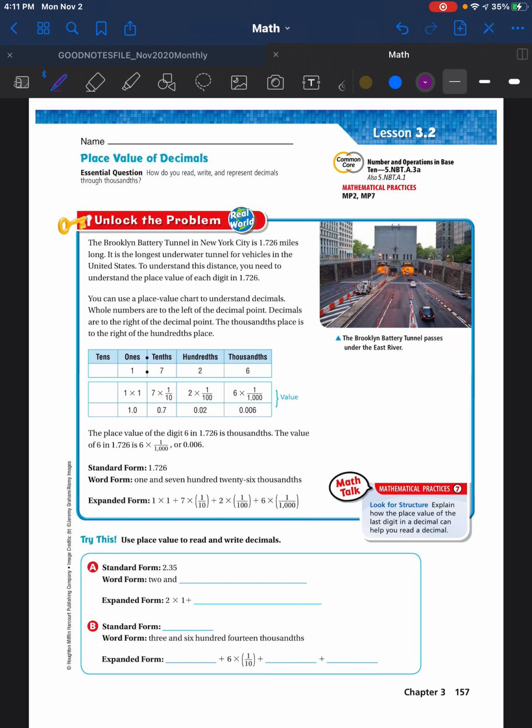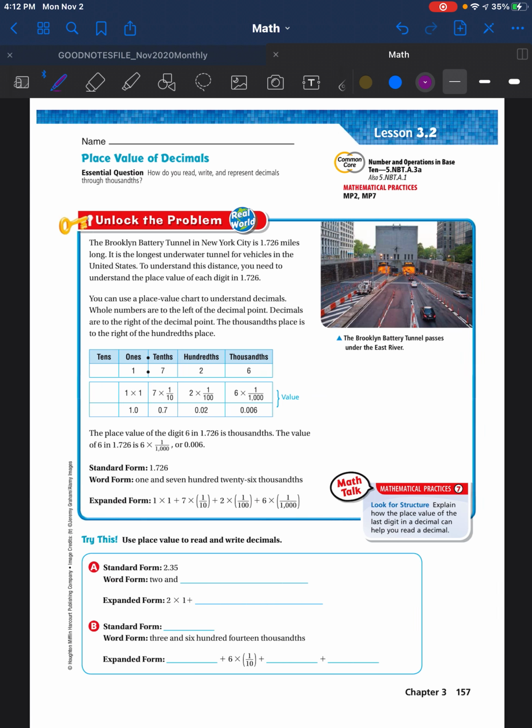Hi guys, today we're going to work on lesson 3.2 and it's on the place value of decimals. When we worked in chapter 1 with whole numbers, we talked about expanded form, word form, and standard form. We're going to review those again today with actually using decimals. But before we get into the actual bookwork of it, I wanted to show you this.